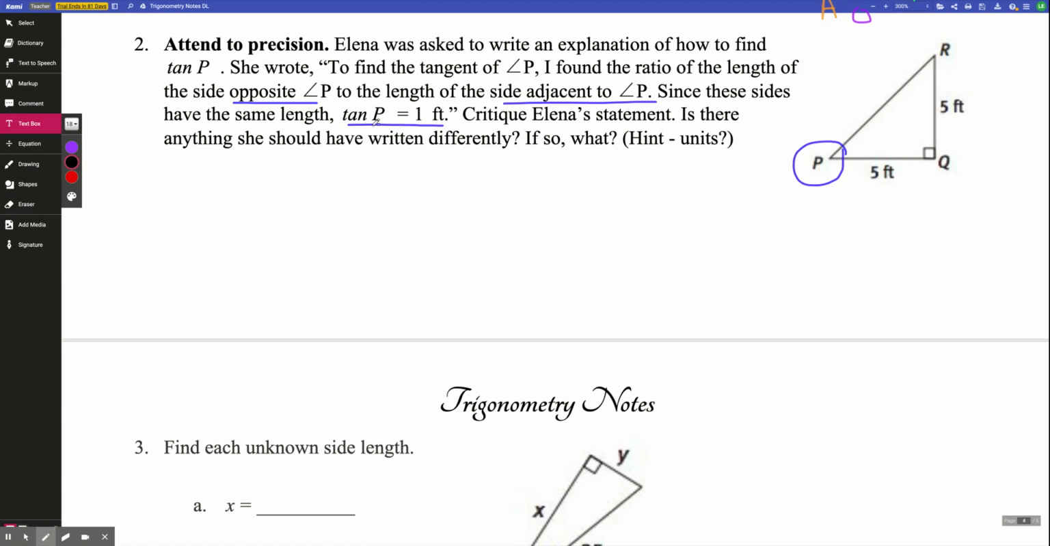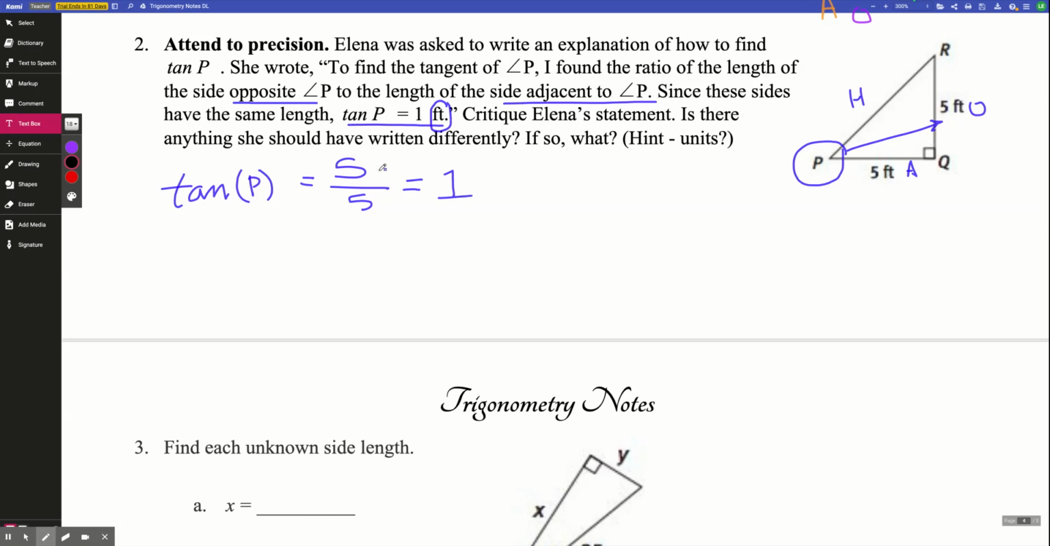So let's see if her number is correct. Here I'm going to label my triangle. Here's O, H, and A. So tangent of P will equal opposite over adjacent. So that's 5 over 5, which is 1. The only issue with her statement was this addition of the unit right here.